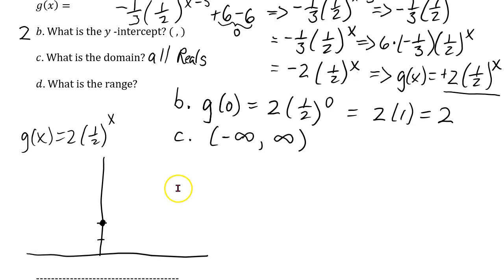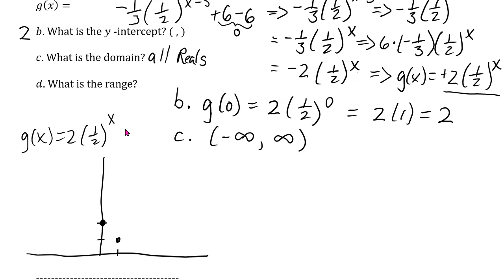Now, what's going to come next? Let's imagine plugging in a value for the x variable. Let's imagine plugging in a 1. 1/2 raised to the first power is 1/2, and 1/2 times 2 would be the number 1. That means that this will go through this point right here.